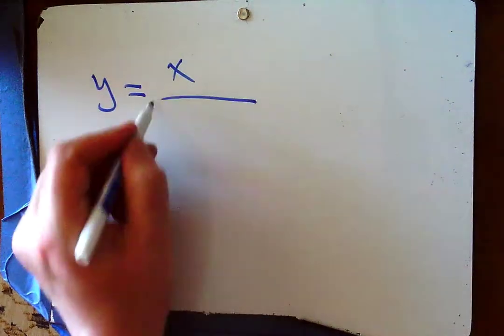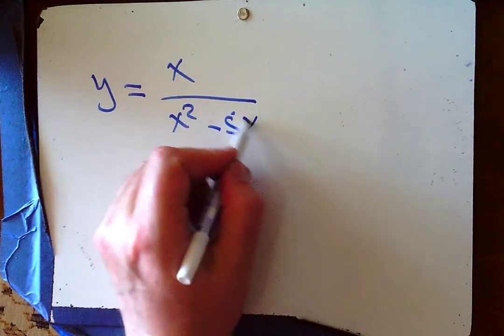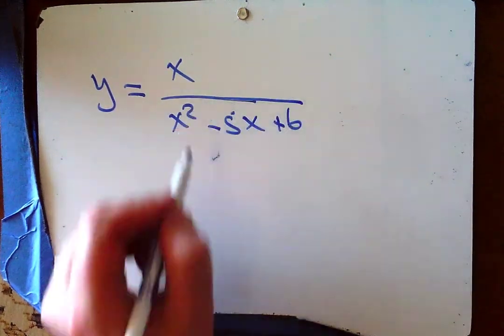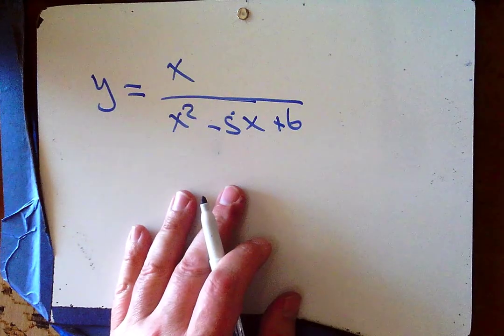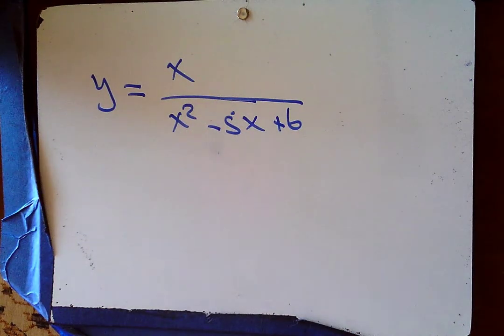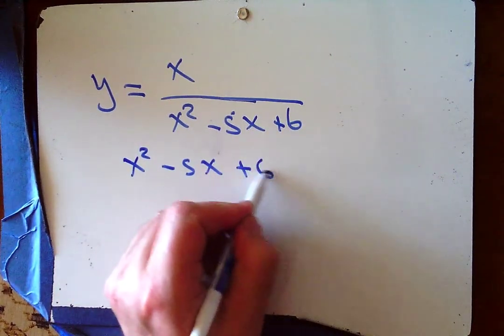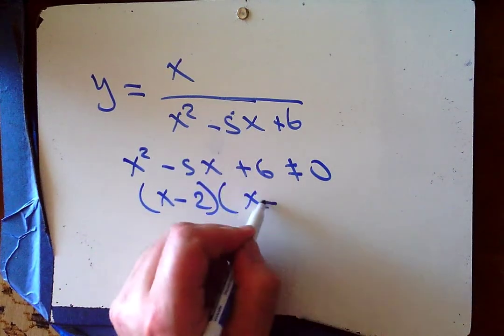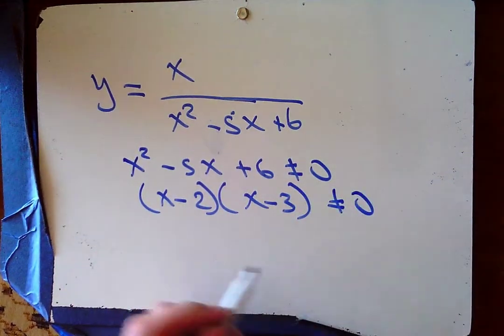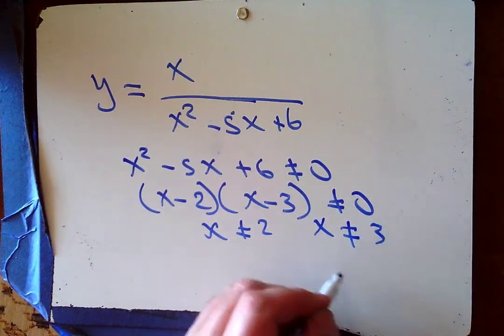So now that I've reminded you of that, perhaps you could take a look at this one. Y equals x over x squared minus 5x plus 6. Please find the domain here. Give this one a try. Come back when you're done. Hey, welcome back. So x squared minus 5x plus 6 can't equal 0, which means x minus 2 times x minus 3 can't equal 0, which means x can't equal 2 and x can't equal 3.